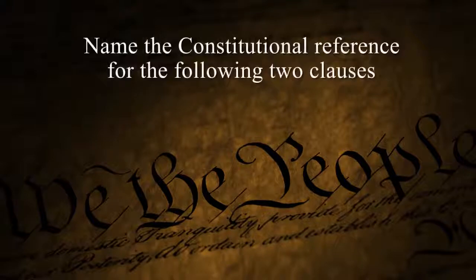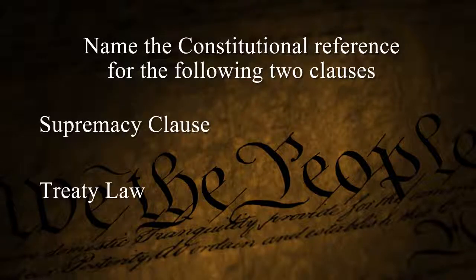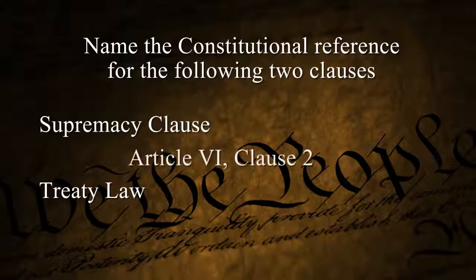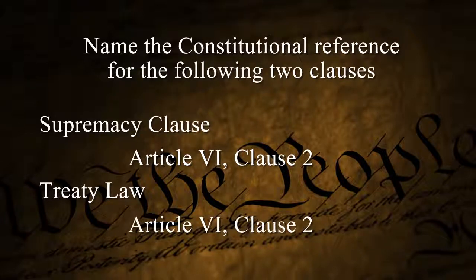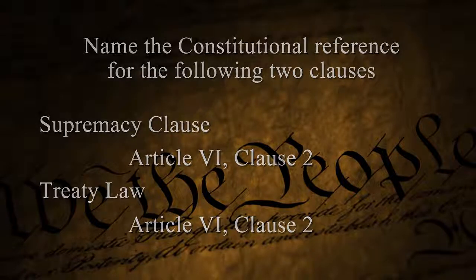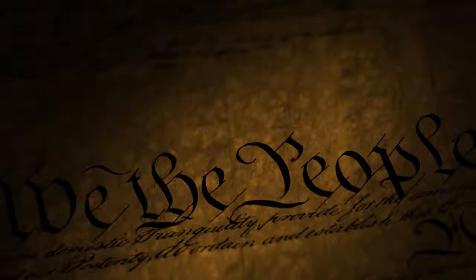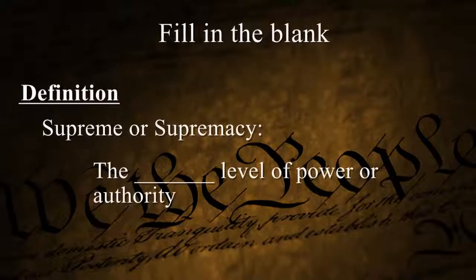Okay, very, very quick. Name the constitutional reference for the following 2 clauses. Supremacy clause is supreme. Regal supreme. Article 6 clause 2. Good. And the treaty law should be right in your head. It's Article 6 clause 2 as well, right? You got a tree and a T, 6'2". Excellent.